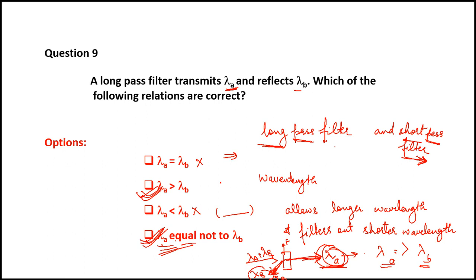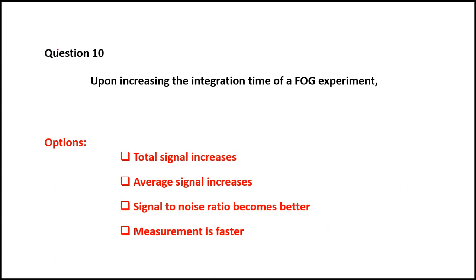Okay, so now we'll go to the next question, question number 10. Upon increasing the integration time of the FOG experiment, what happens? Total signal increases, average signal increases, signal to noise ratio becomes better, or the measurement is faster. Actually, the integration time means that what you get is the sum of the total small experiments which are going on. Suppose you got one reading at 303, the other at 304, the other at 310, the other at 38.